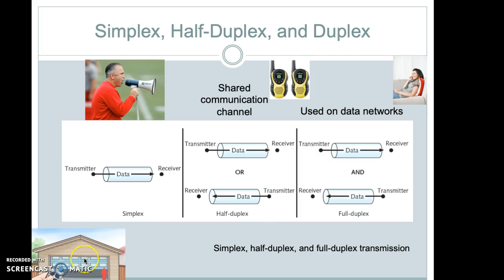This example of a garage with a remote would be what type? Think about it. It should be simplex. It's a remote signal to open the garage door.